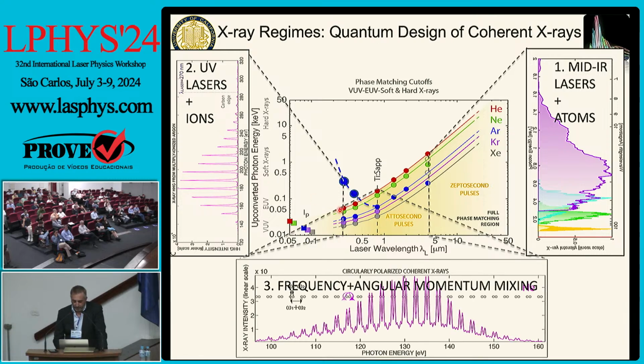So just for completeness, I want to mention that we can also do frequency and angular momentum mixing. We can achieve further tunability of the X-ray spectra. What you see over here is just a characteristic spectrum with left and right circular polarization harmonics. So again, we are able to extend this into the soft X-ray region of the spectrum.